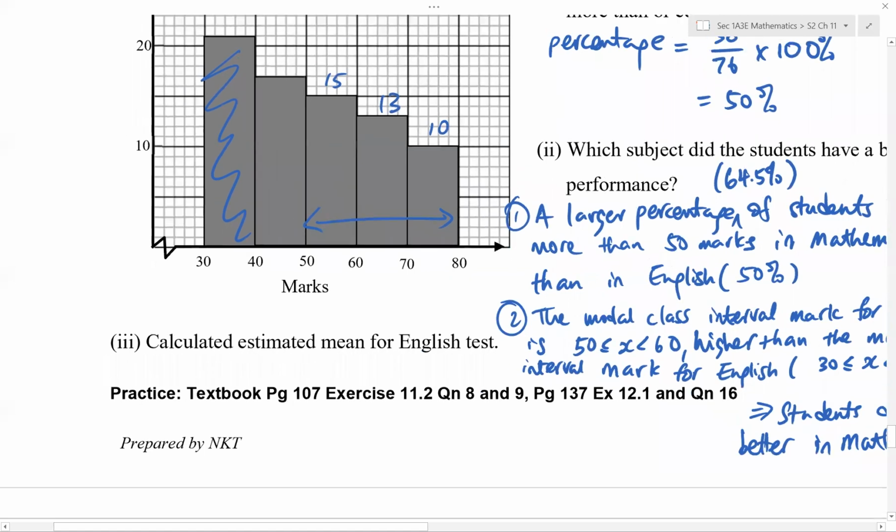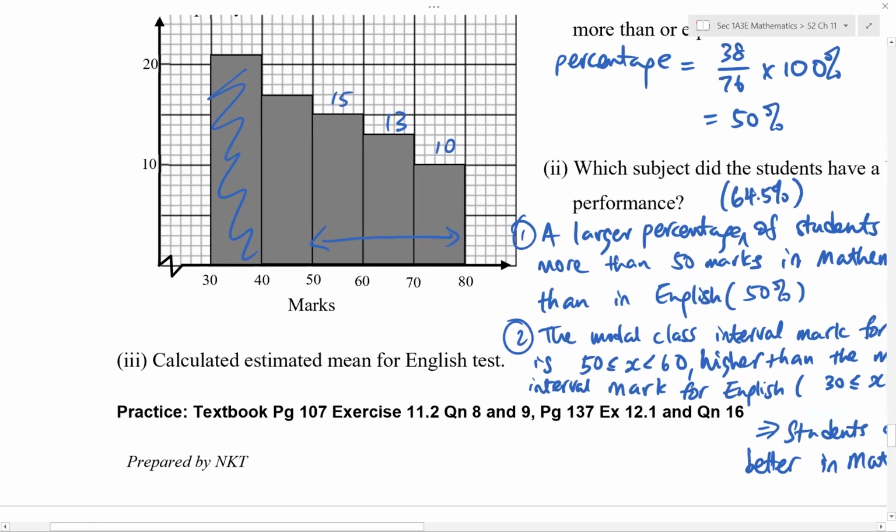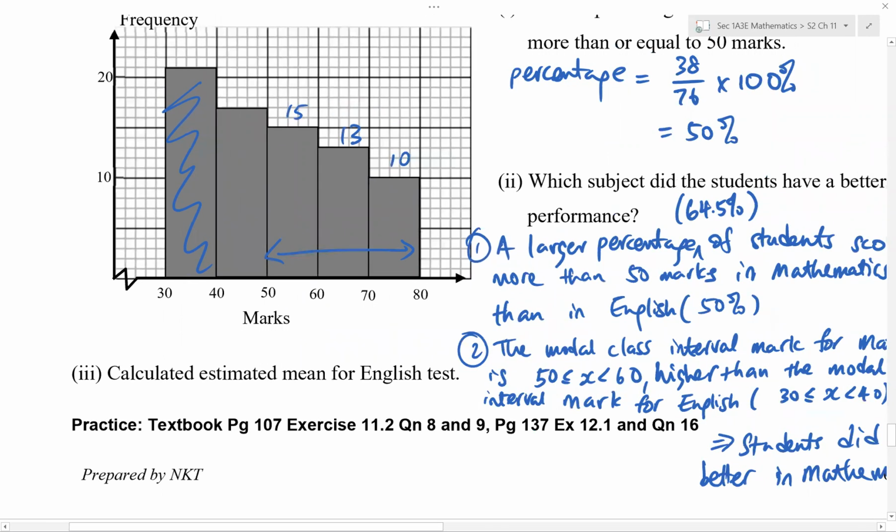So now in part 3, calculate the estimated mean for the English test. So to calculate the estimated mean, you will need to find the mid value for each of the class interval. We also call that the class mark. So we simply take the average of 30 and 40 to find the center value. That would be 35. Next, we have 45, 55.